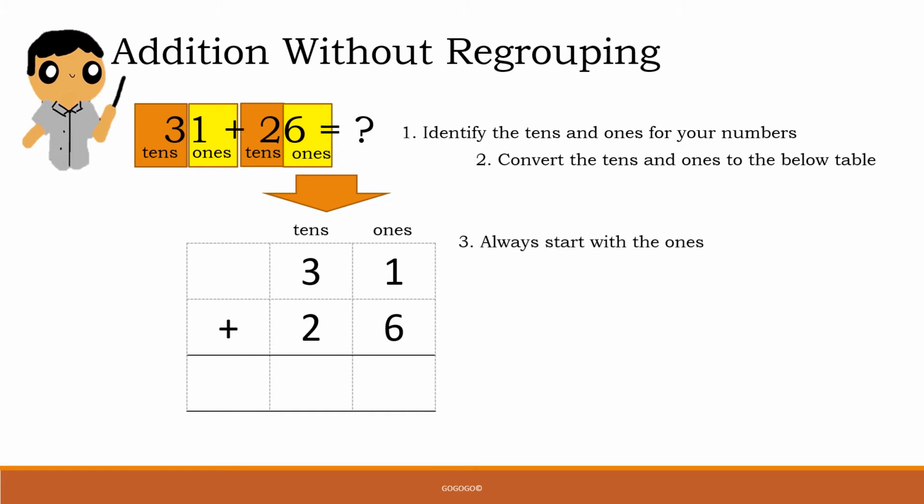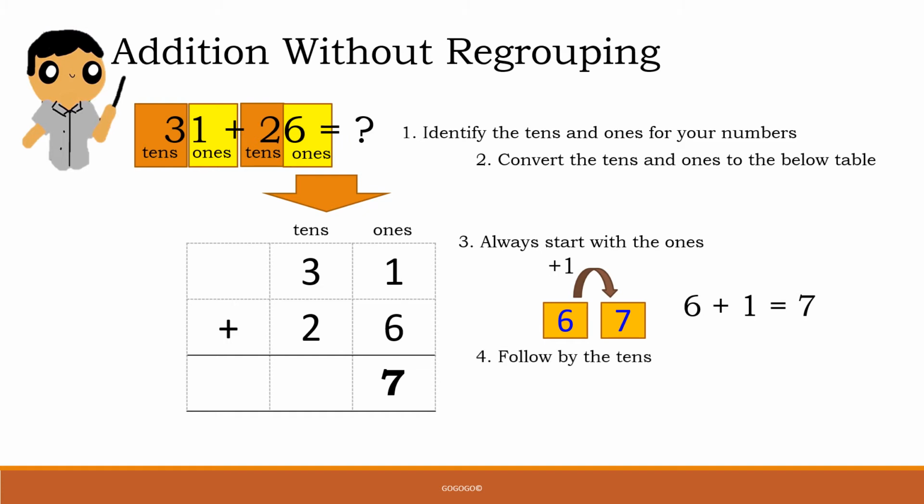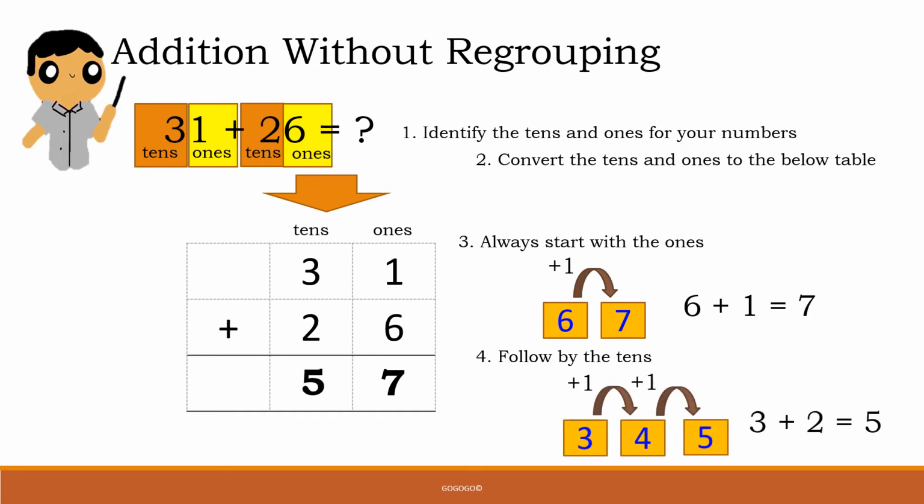Now, focus on the ones column, and perform the counting for 1 plus 6. You will get a sum of 7 in the ones column. Next, focus on the tens column, and perform the counting for 3 plus 2. You will get a sum of 5 in the tens column. By doing these steps, you will get the answer of 57 for this equation.